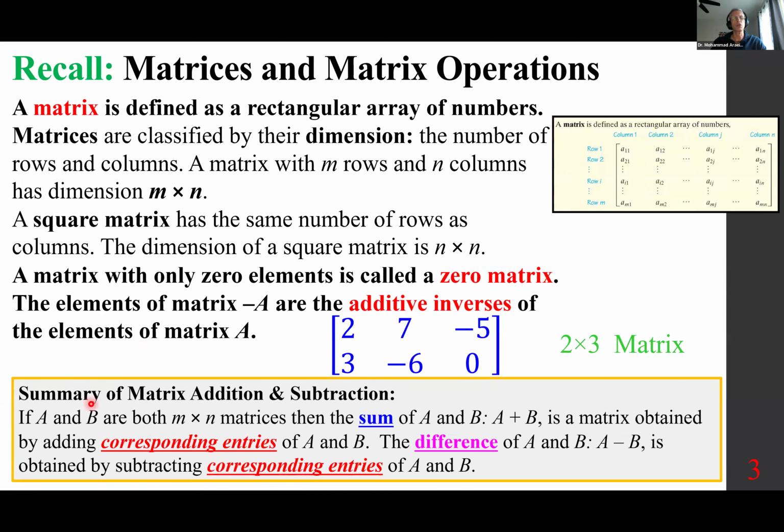Summary of matrix addition and subtraction. If A and B are both m by n matrices, then the sum of A and B, A plus B, is a matrix obtained by adding corresponding entries of A and B. The difference of A and B, meaning A minus B, is obtained by subtracting corresponding entries of A and B.